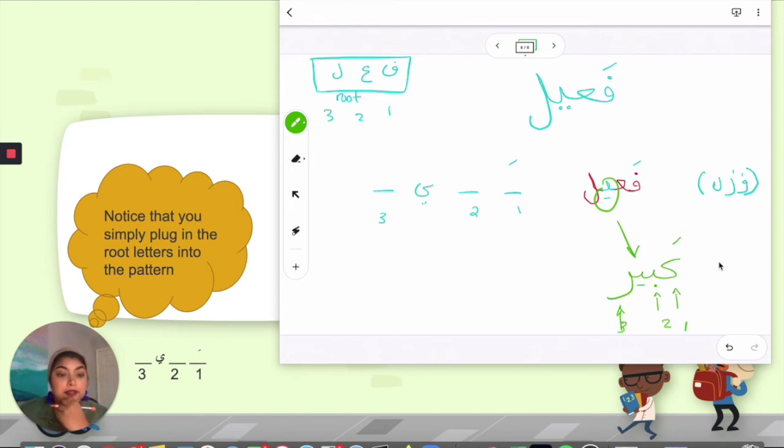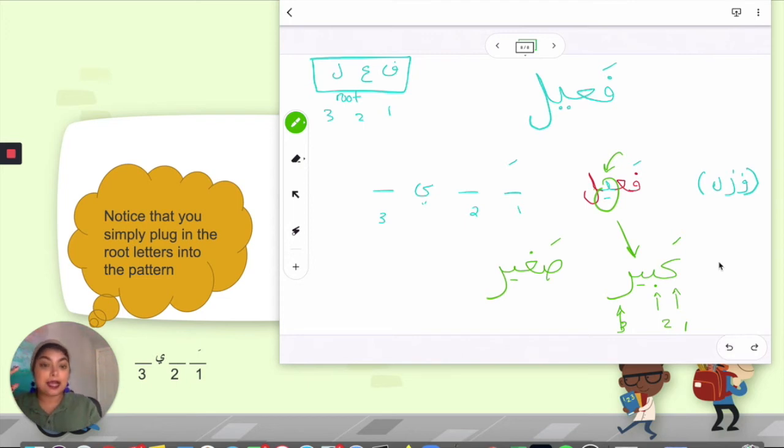Kabir follows this pattern. So what would the root letters of the word kabir be? The root letters are represented by 1, 2, 3. Fa, ain, lam. The ya here is what is added. It's the extra. So the root here would be ka, ba, ra, which has to do with bigness. What's the opposite of kabir? Opposite is صغير. This follows the same exact pattern. The first letter has a fatha, then you have the second root letter followed by the letter ya, and the third root letter. Same pattern.